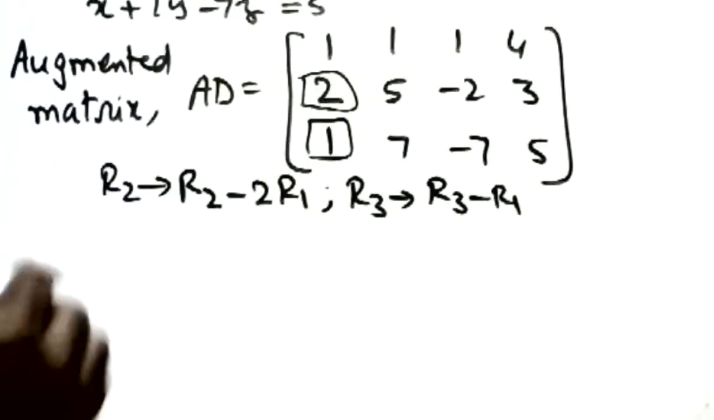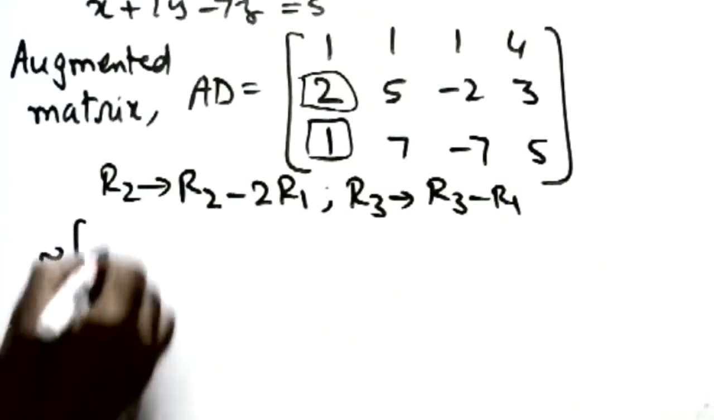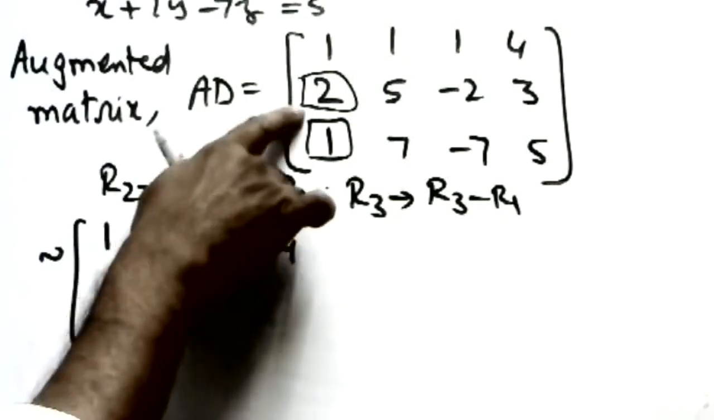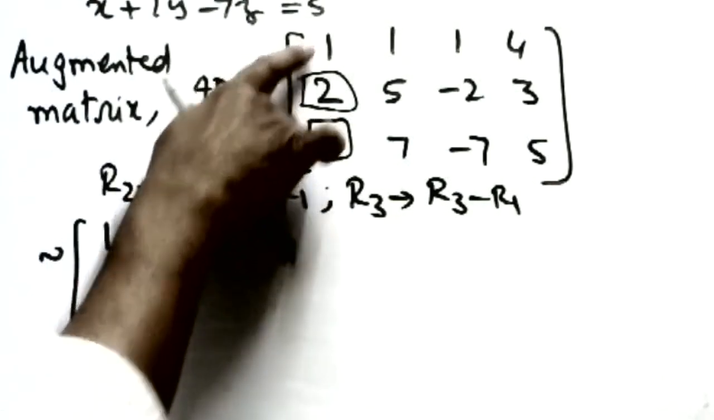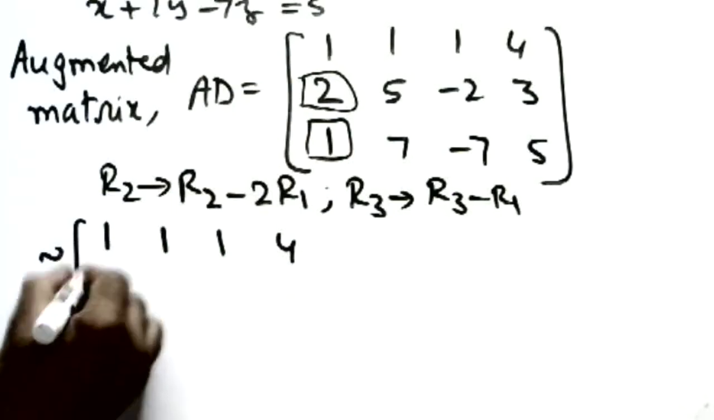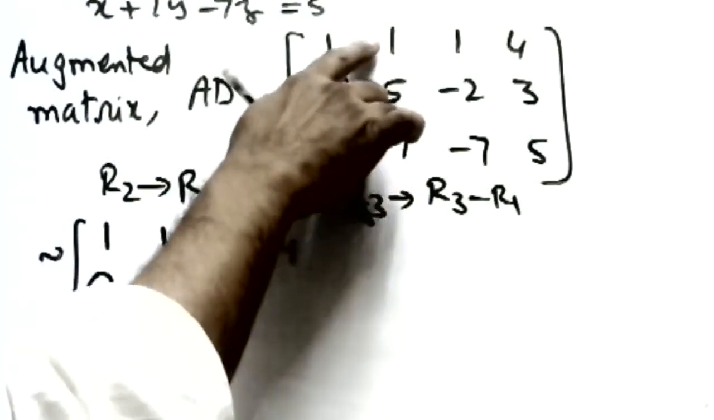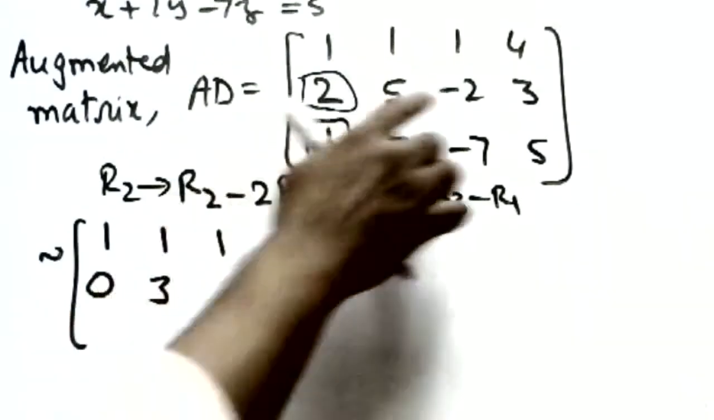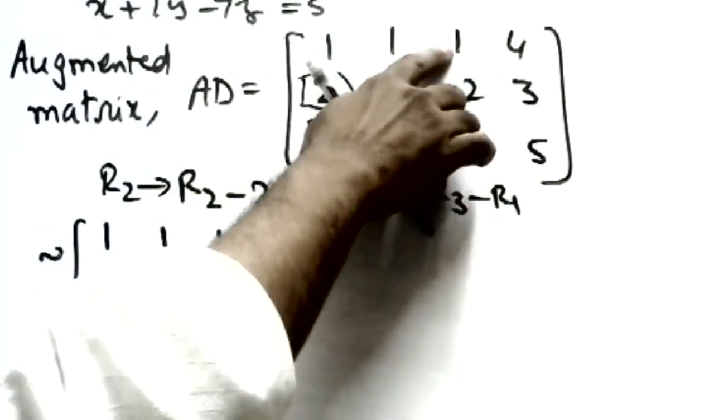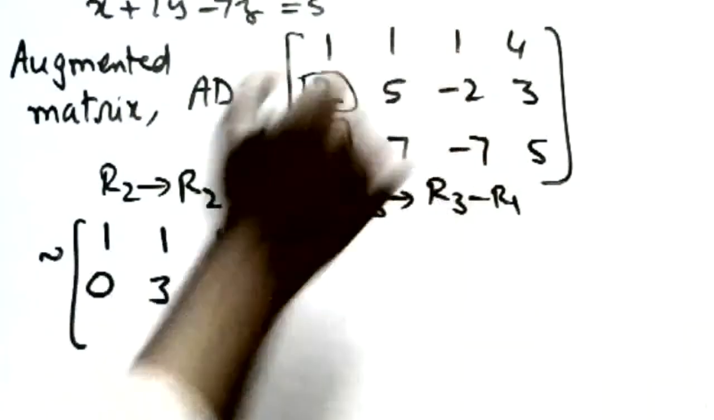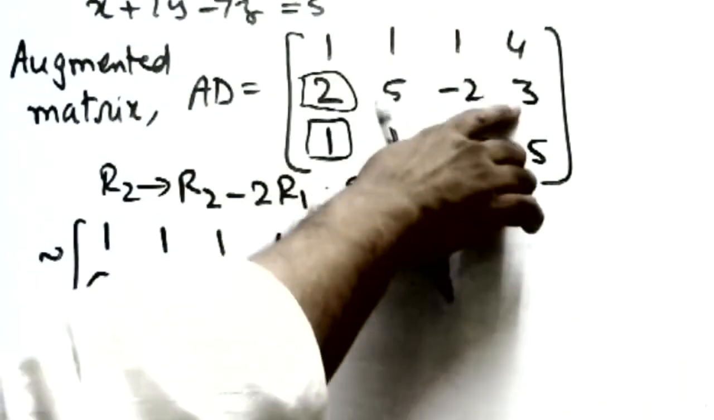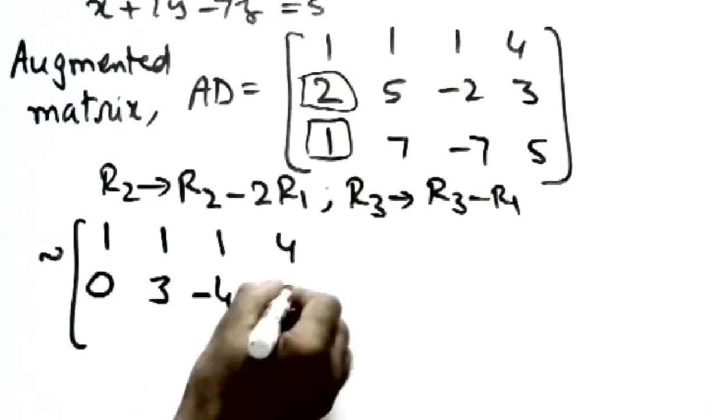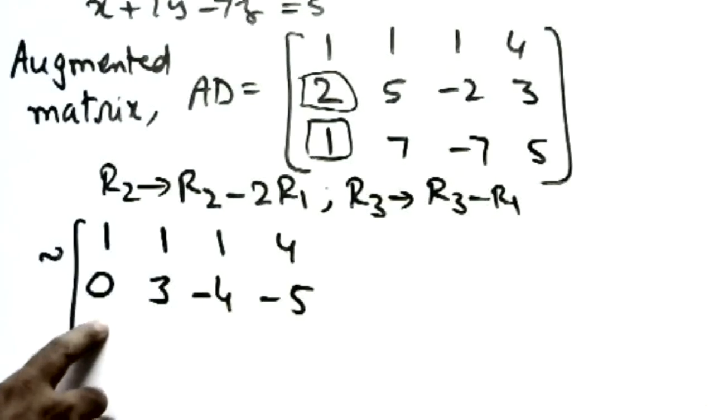So let me change this. I'm writing here equivalent to, we are not changing R1, right, as it is 1 1 1 4. So R2 minus 2 R1: 2 ones are 2, 2 minus 2 is 0. 2 ones are 2, 5 minus 2 is 3. 2 ones are 2, minus 2 minus 2 is minus 4. 2 fours are 8, 3 minus 8 is minus 5.